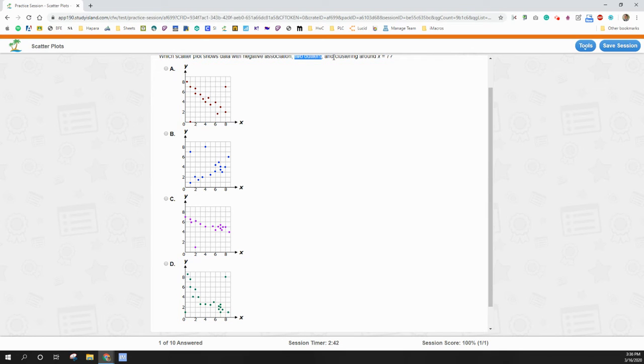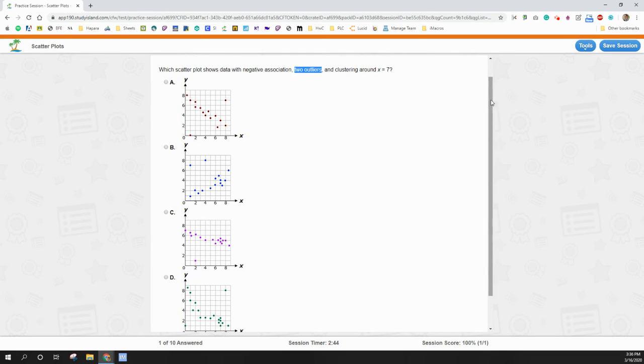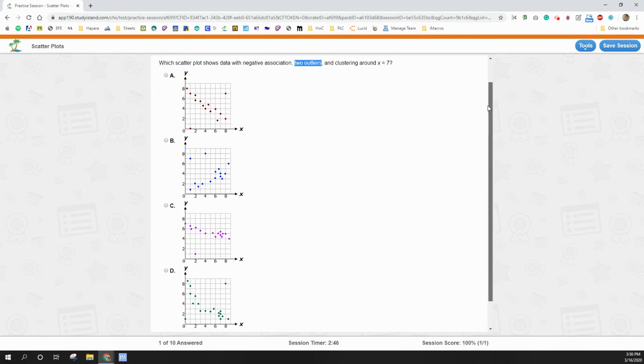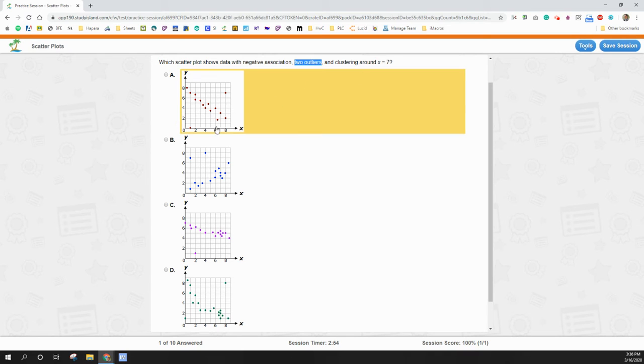The last thing is we're looking for clustering around x equals 7. Now, cluster just means a kind of more tightly packed group of points than we would see elsewhere. So let's look at where x equals 7. X equals 7 is right here. If I follow it up, I don't see a particularly packed group of points right here. It's about the same density as the rest of the scatter plot. So this doesn't look like a cluster at x equals 7.